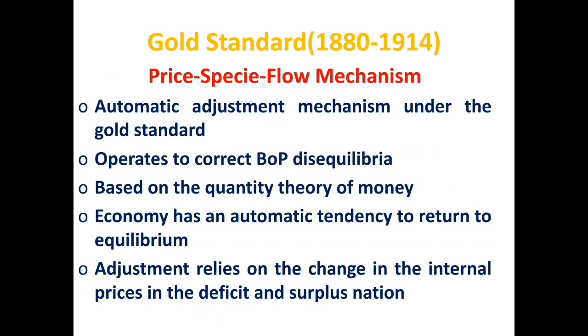The adjustment mechanism in the gold standard is known as the price specie flow mechanism. It's an automatic adjustment mechanism that is used to correct any kind of balance of payment disequilibrium. It's based on the quantity theory of money and believes that the economy always has a tendency to move towards equilibrium.